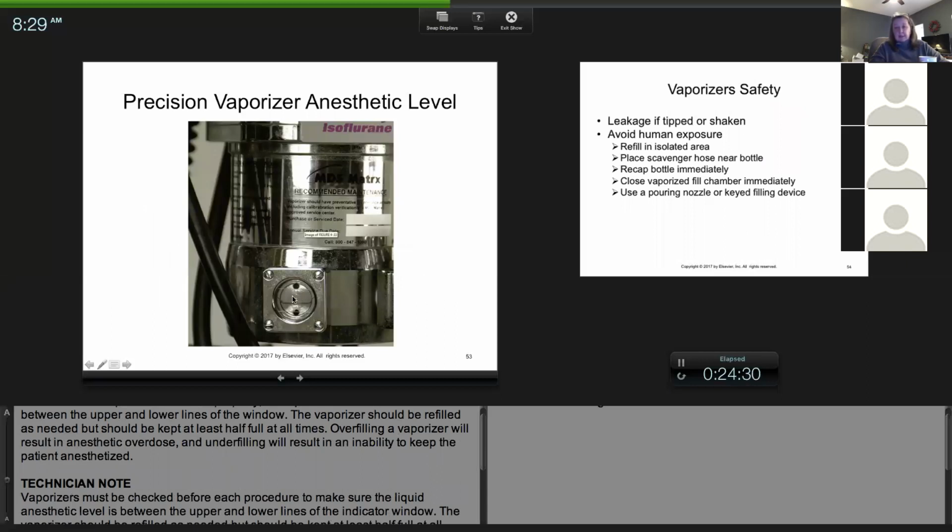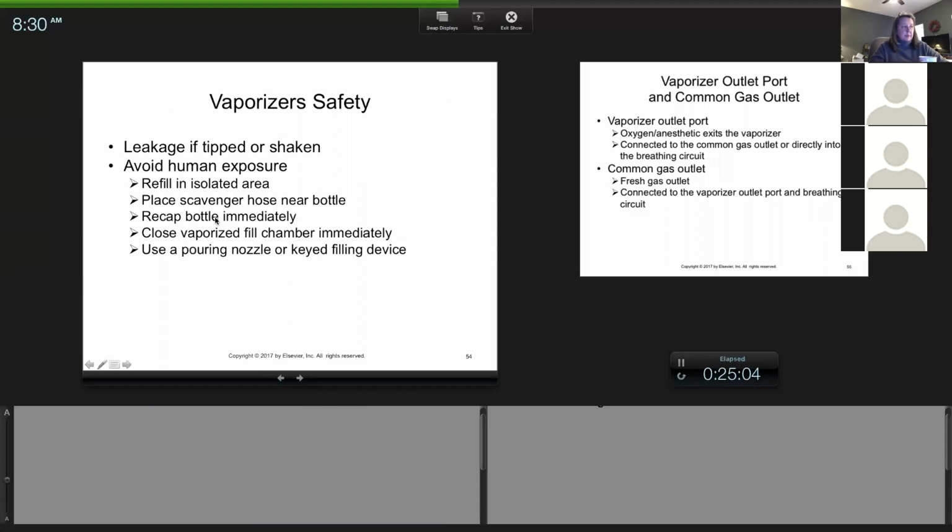Now, it said in there, keep it half full. I mean, you guys will probably fill it unless it's up to the full. You don't want to overfill it because then it can backflow into the vaporizer. So you really don't want to go past the full line. If it's right above the line, you just have to kind of watch. But as an anesthetist, I'm just going to fill it before I start the procedure. That's one of the things you guys have to check. And then make sure that it doesn't get tipped.